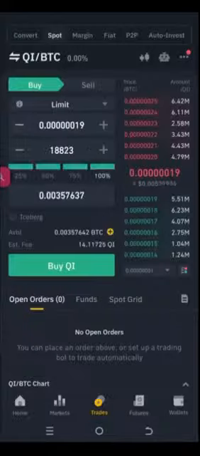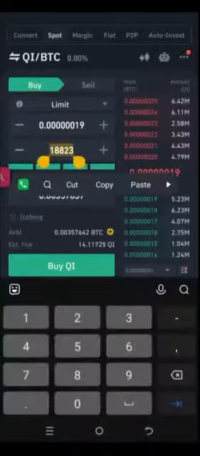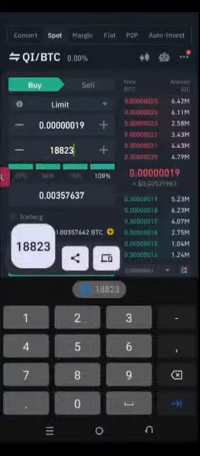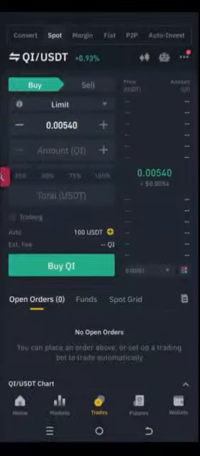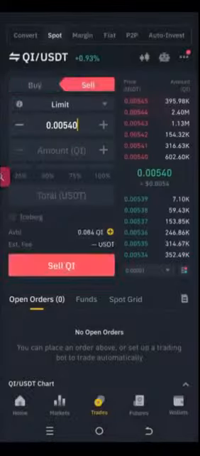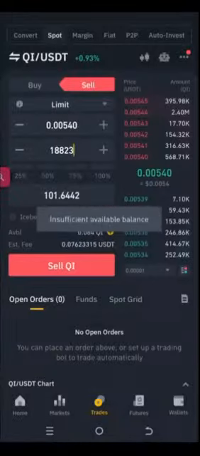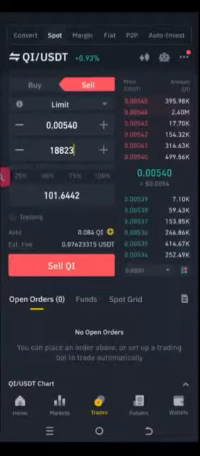So what we have is 357637. This is the amount we're gonna get. Let's copy that and then go to compare markets and click on the USDT. So if I try to sell, what would I get? Let's see what I make in profit. Okay, same amount, 1.6%. That's $1.64. So let's just go with this, right?